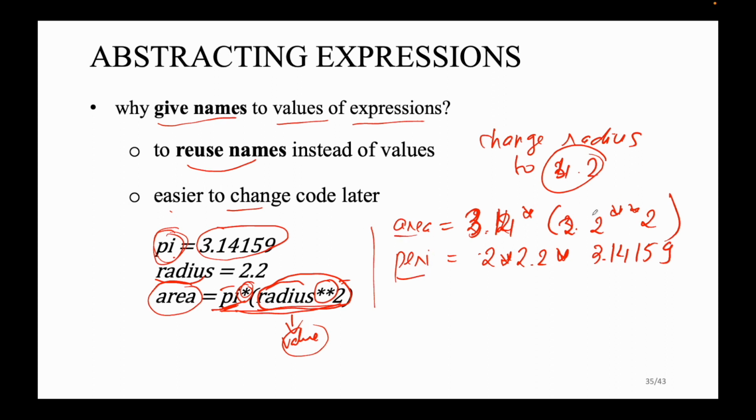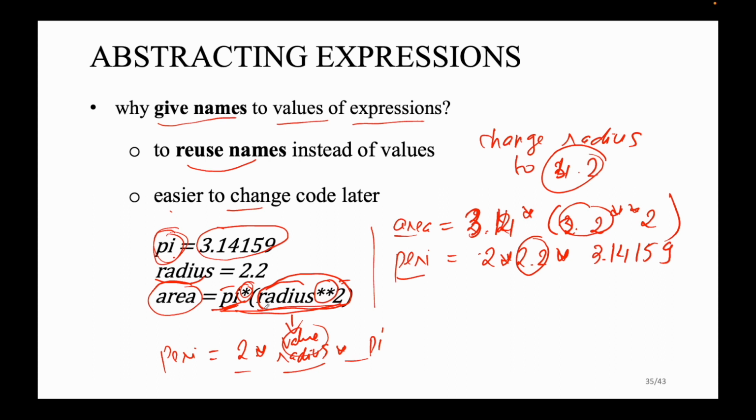So you need to do it two times. The first one is here and the second one is here. However, if you have a radius variable, this expression becomes radius multiply pi.